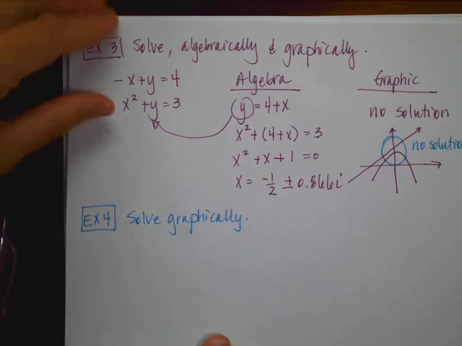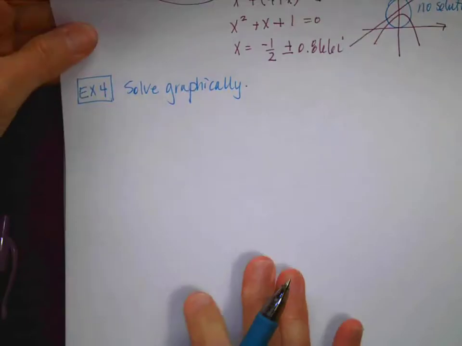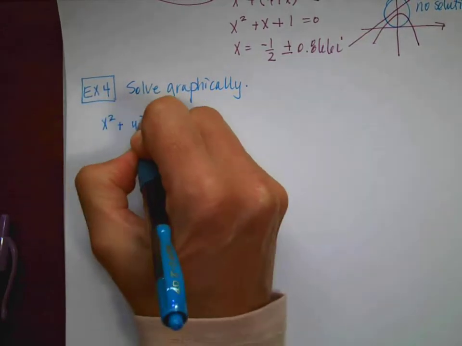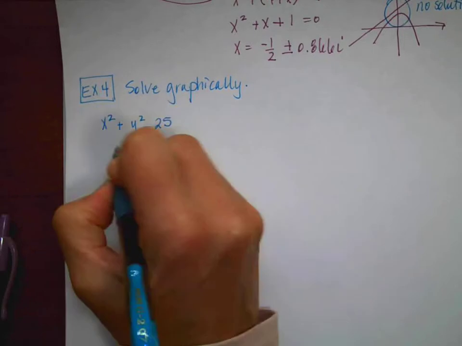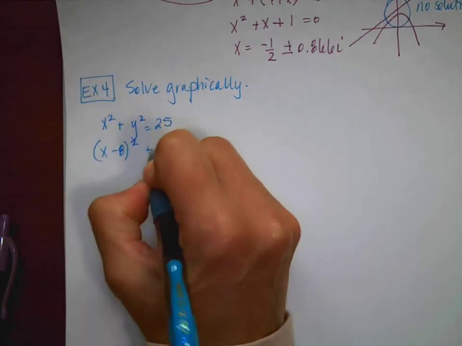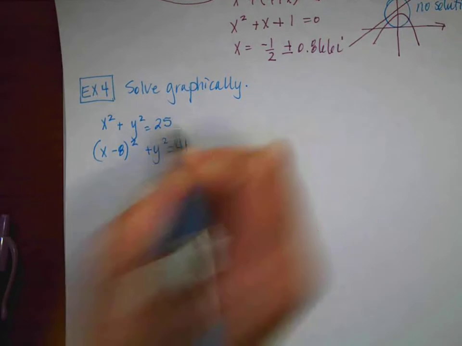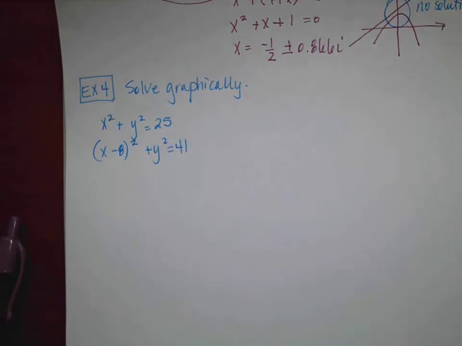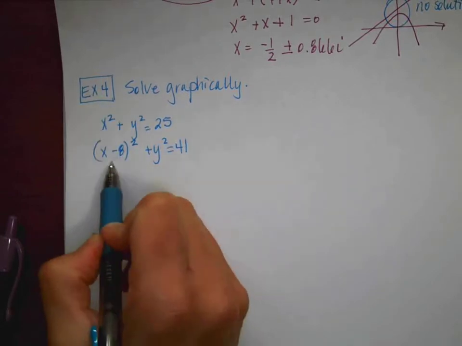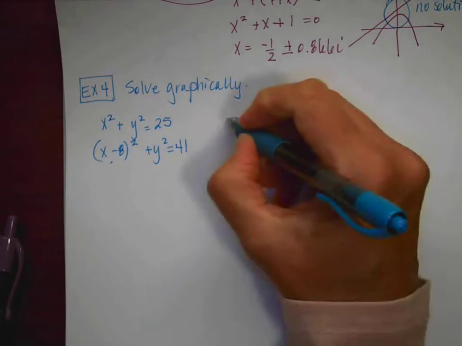Your grapher is a great way to solve equations, especially if the math is difficult. So let's say I have x squared plus y squared is equal to 25, and (x minus 8) quantity squared plus y squared is equal to 41. The interesting thing to notice is that both the x and the y are squared in both equations.